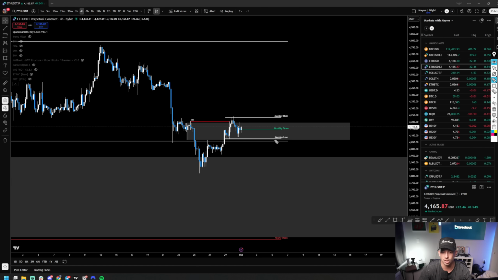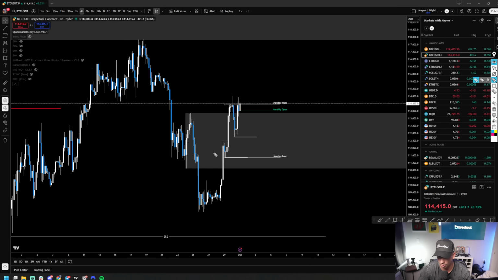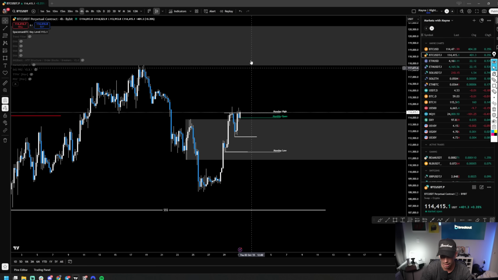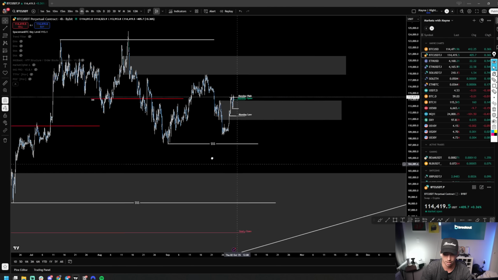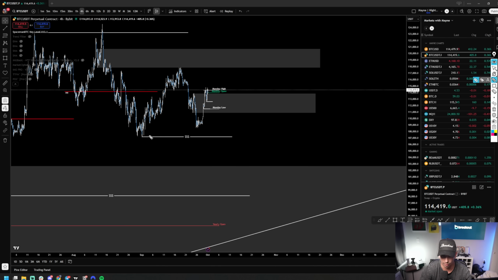But if we get an H4 close below Monday's low or back below this range low level, similar on Bitcoin, I think all bets are off, and we might actually start the month of October down. And then instead of longing here, I'm going to want to go back to my plan from Sunday, which is looking for a reaction here, looking for a reaction here.